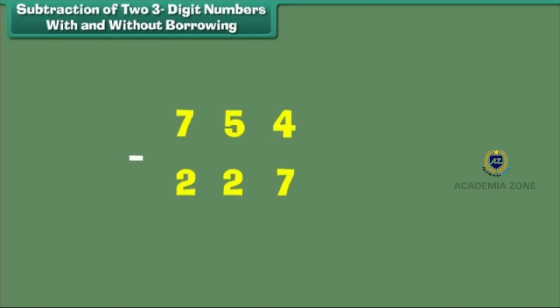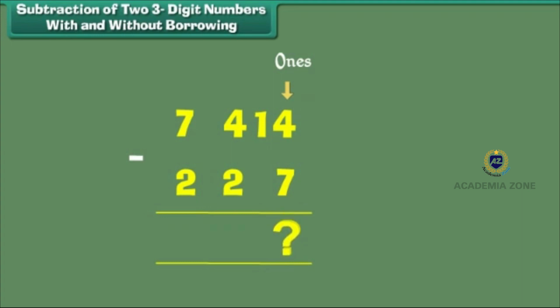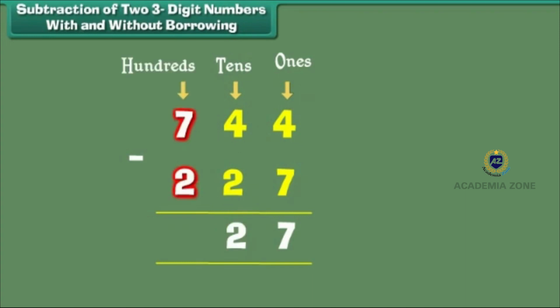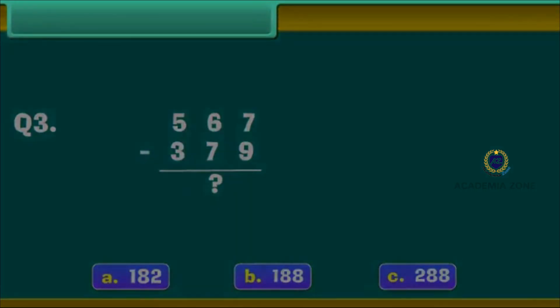What is 754 minus 227? 4 borrows from 5 and becomes 14. 14 minus 7 is equal to 7. 5 has lent 1. So it becomes 4. 4 minus 2 is equal to 2. 7 minus 2 is equal to 5. 754 minus 227 is equal to 527.